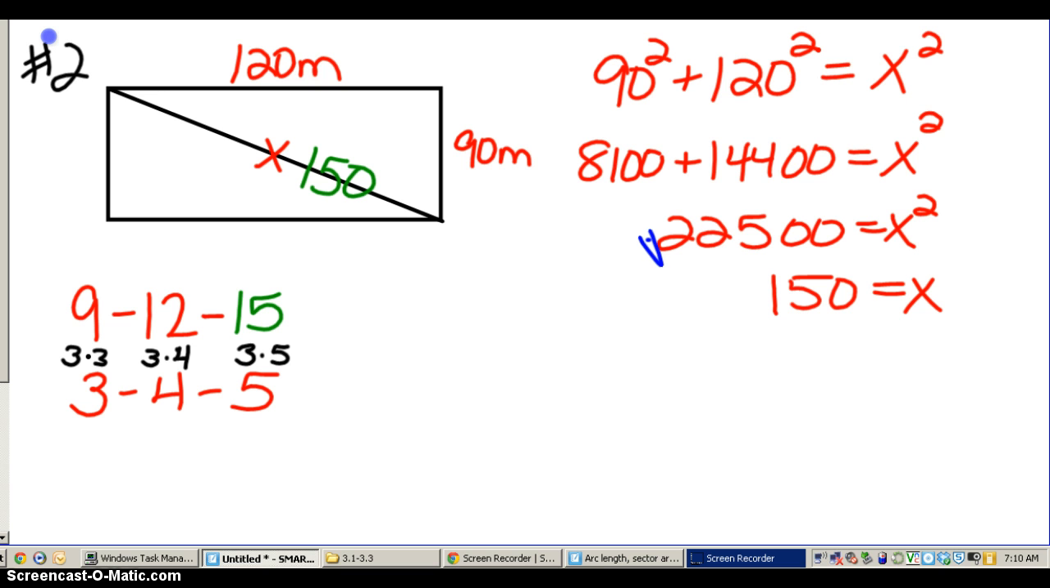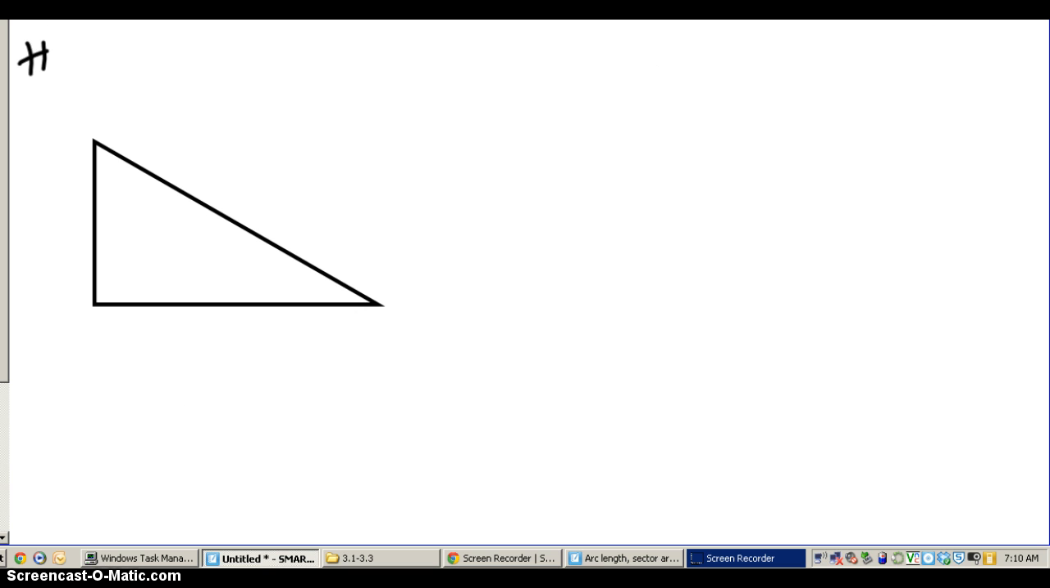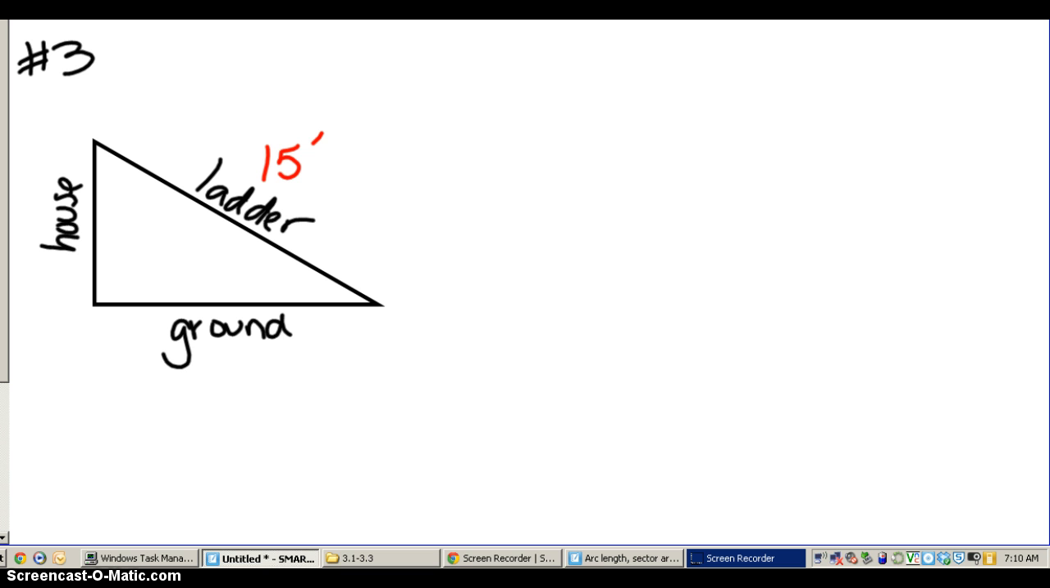Okay, remember that's because we squared both sides. Okay, number 3, again we have a house and the ground and a ladder, and our ladder is a 15-foot ladder, and we want it to reach 12 feet, so we need to find the ground.